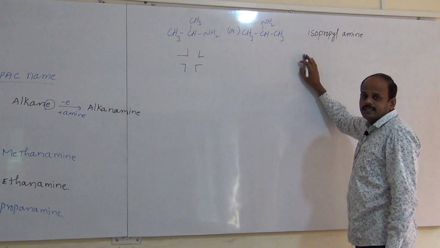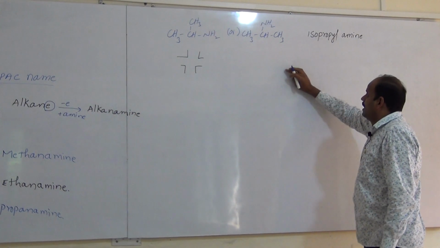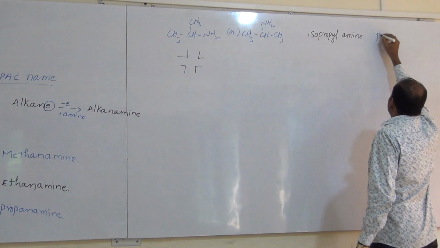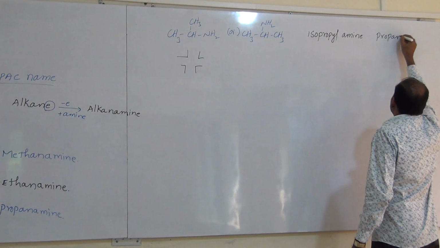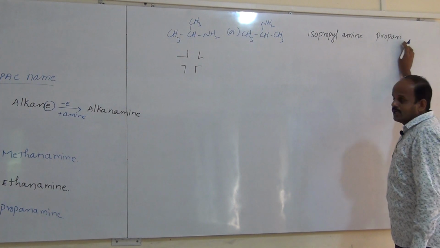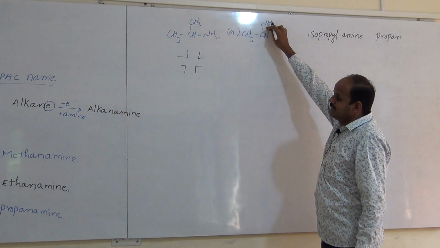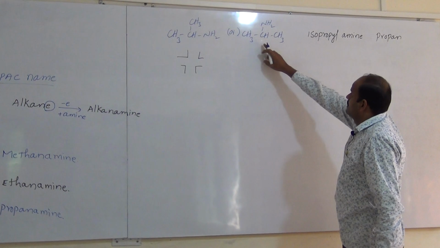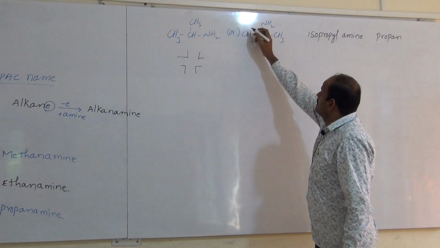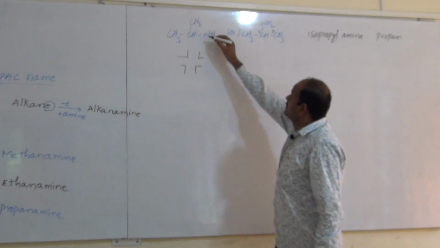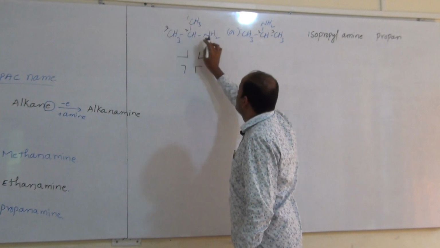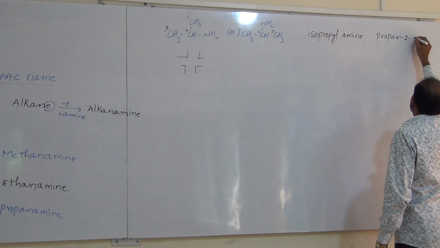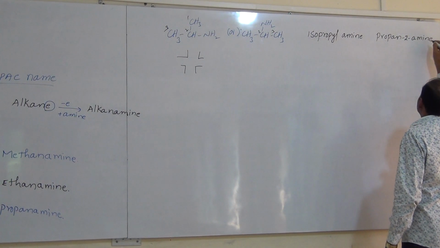And what is the IUPAC name? Here you should first write the alkane. Three carbon alkane means propane. Then remove E and add amine group. And here this NH2 is present at which carbon atom? First carbon atom, second carbon atom. It is the first, second, third. Here also 1, 2, 3. Hence NH2 is present on the second carbon atom. So you should write here propan-2-amine. Okay.